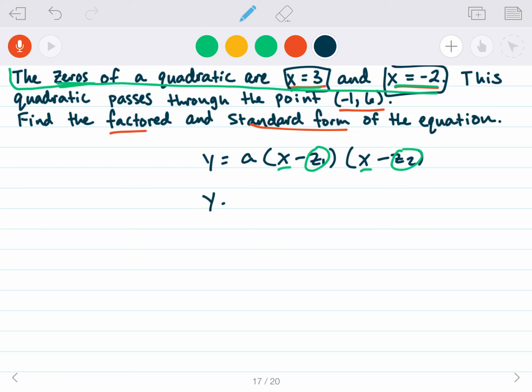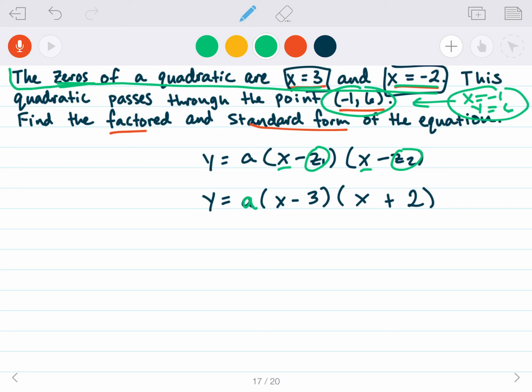Okay, so we have y equals a times x minus, first zero is 3, second zero is negative 2. And those double negatives are going to become a positive, so I'm just going to replace that for the sake of simplicity. Okay, now the mysterious a has arrived. We need to figure out what that is using this point that they give us. They tell us from this point that x is negative 1, and the corresponding y is 6, and that's what we're going to plug in for x and y here.